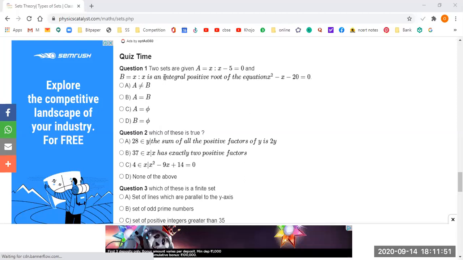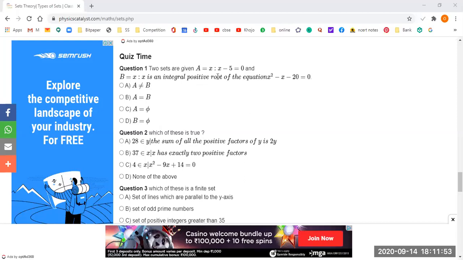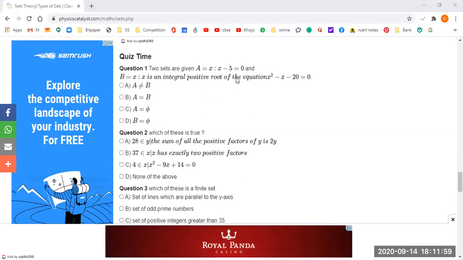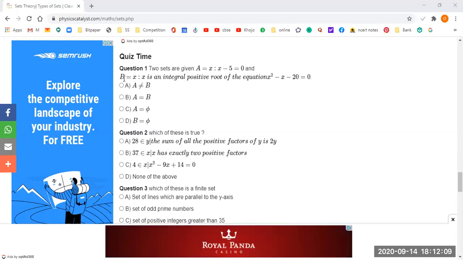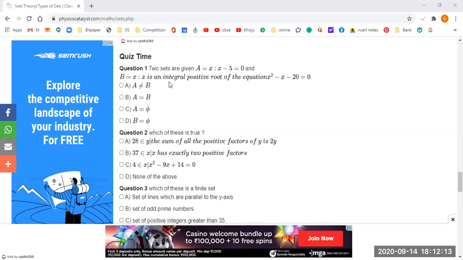This is the first question. Two sets are given. A is equal to x. This is written in set builder form, but not properly. It's okay. A is a set of all x such that x minus 5 is equal to 0. So from this I get x is equal to 5. And B, another set, B is a set of all x such that x is an integral positive root of the equation x squared minus x minus 20 is equal to 0.